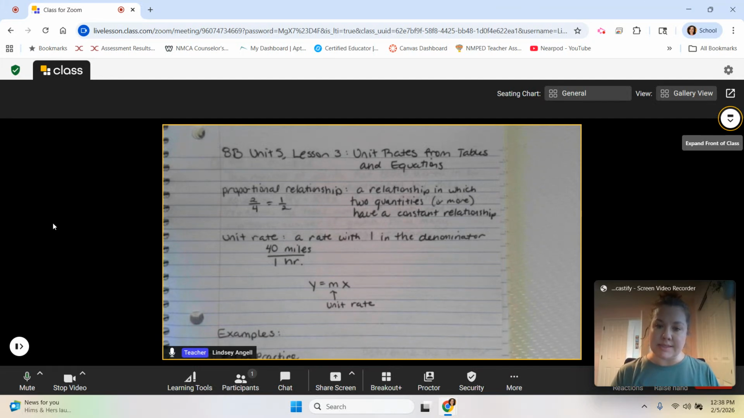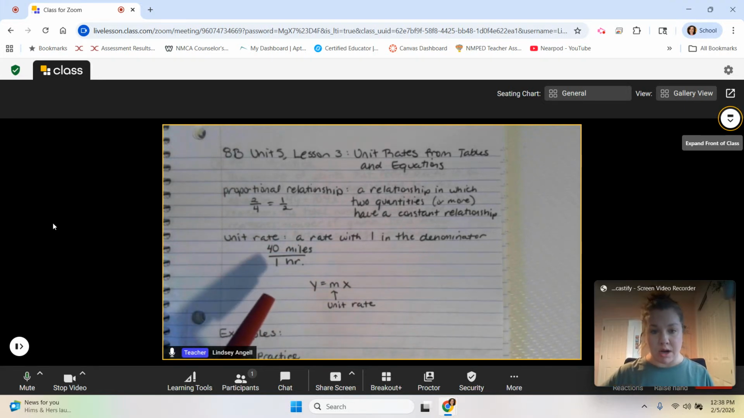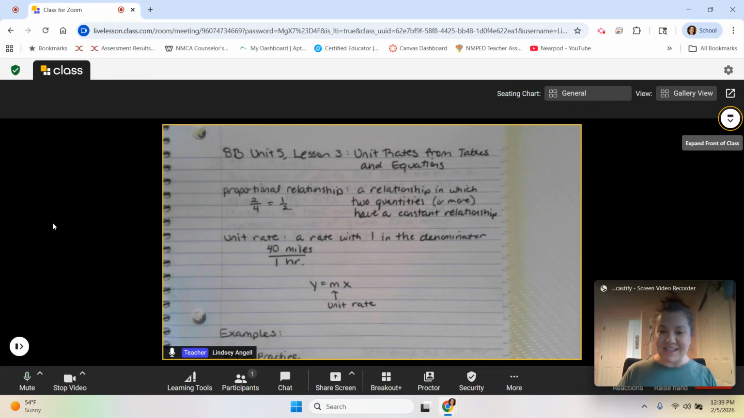A unit rate is a rate, which is a special kind of ratio, where the denominator is 1, okay? One example, and they give you a ton of them in your lesson, is 40 miles per hour, or 40 miles in 1 hour, right? We know that is a common speed on a residential street, maybe not residential, but I live in Albuquerque, and going down Eubank the speed limit is 40 miles per hour, okay? So that's the unit rate, how far you could go in 1 hour.